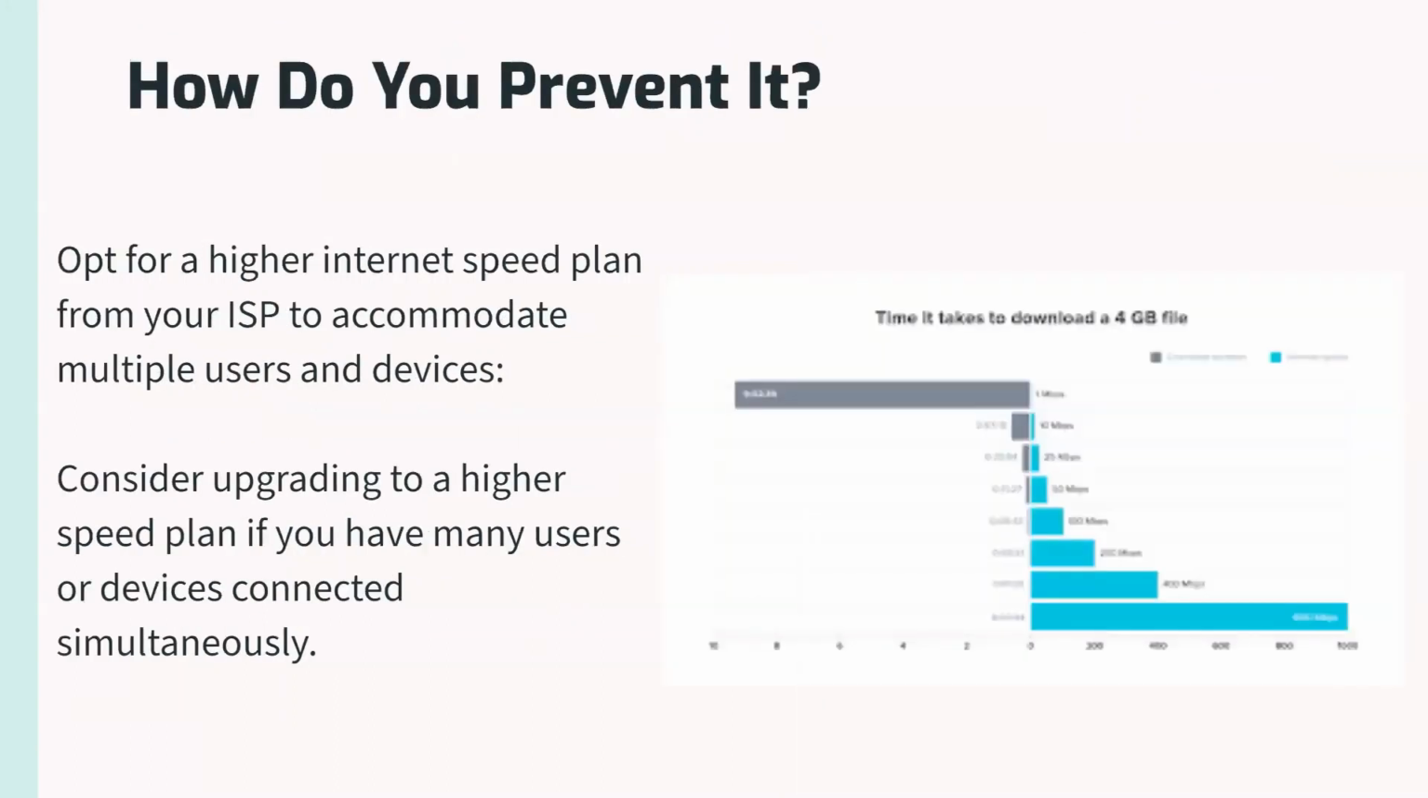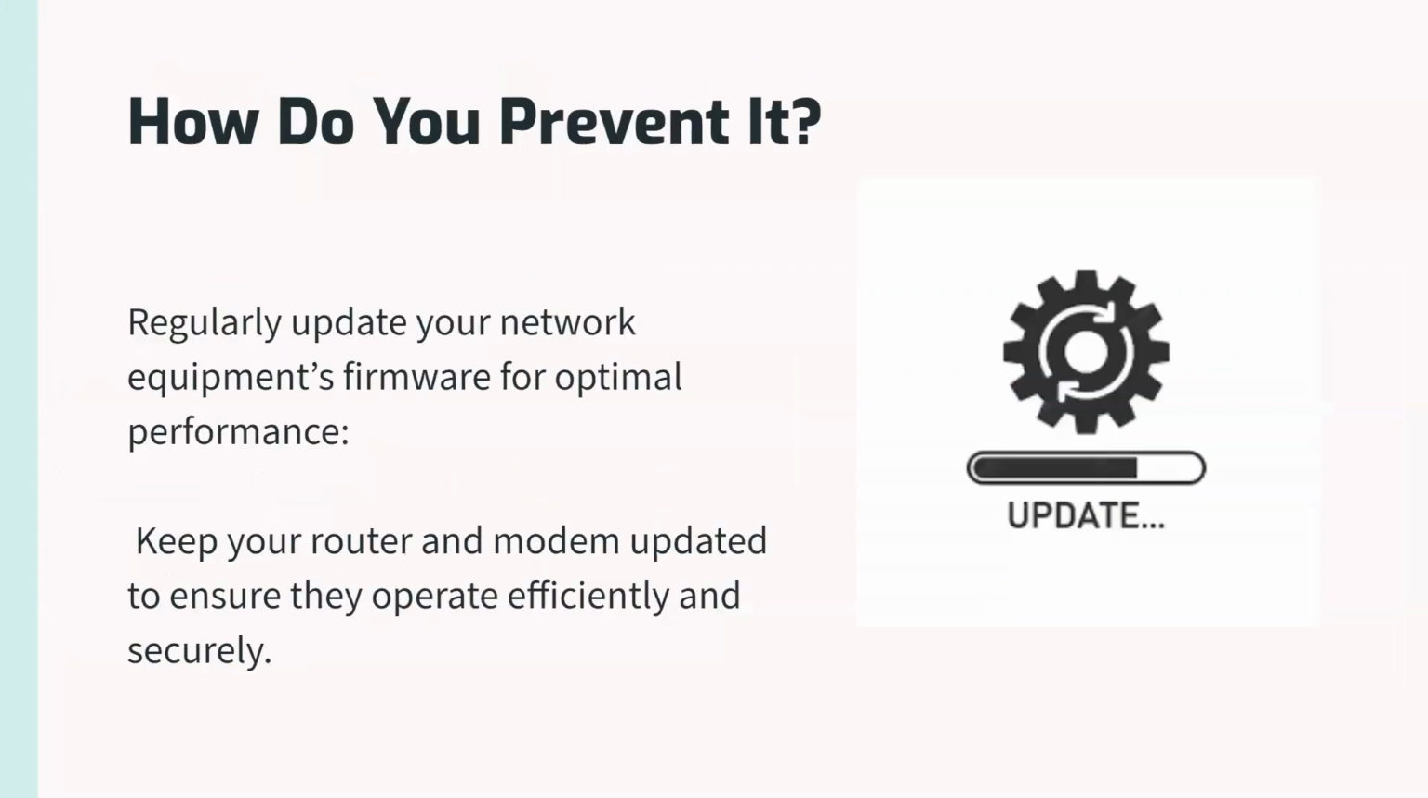How do you prevent it? Opt for a higher internet speed plan from your internet service provider to accommodate multiple users and devices. Consider upgrading to a higher speed plan if you have many users or devices connected simultaneously. You can also regularly update your network equipment's firmware for optimal performance. Keep your router and modem updated to ensure they operate efficiently and securely.